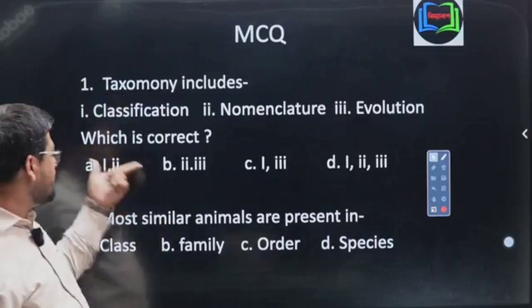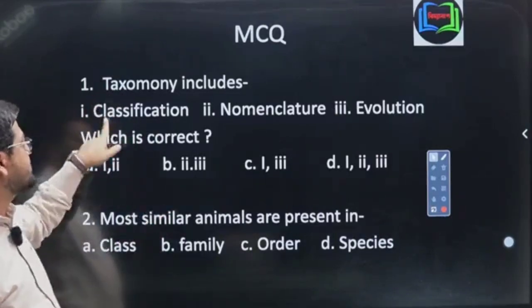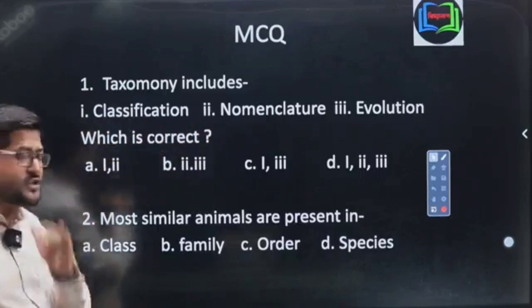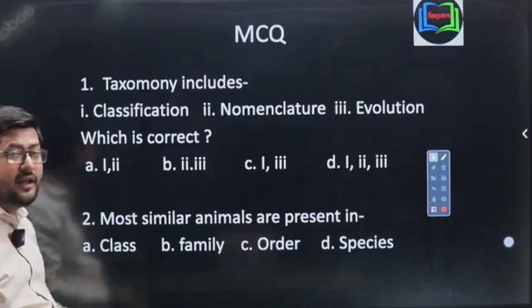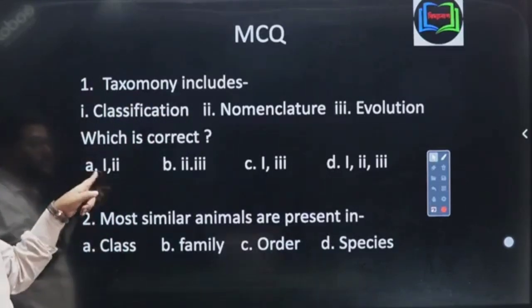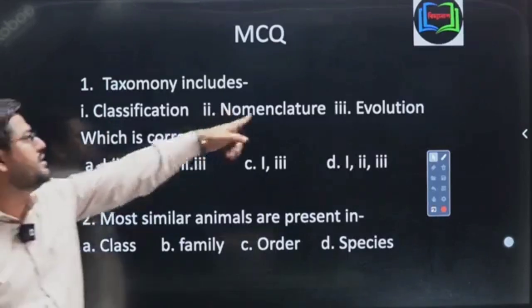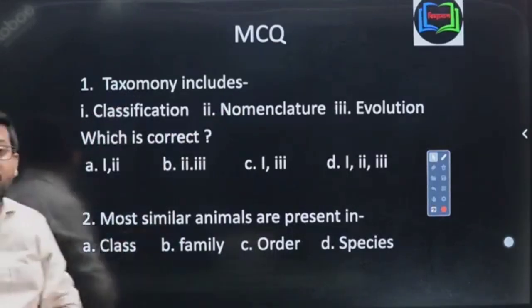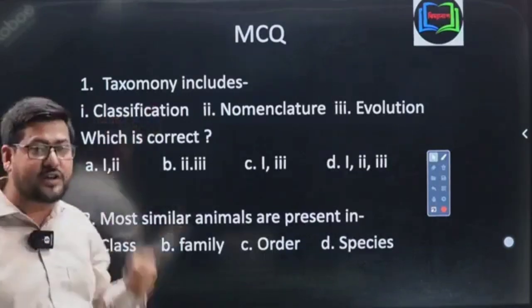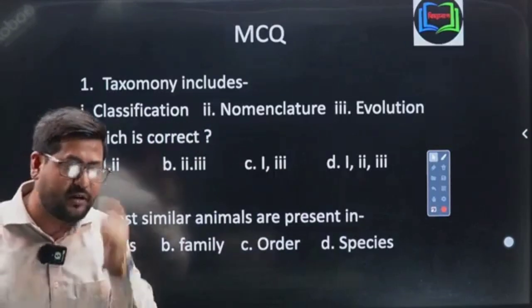Okay, so which is the correct answer? The correct answer will be the first one and the second one. So you have to search where the first and second things are present. So option A is considering 1 and 2. 1 means classification and 2 means nomenclature, and this is the right answer for the question on taxonomy. Okay, so taxonomy includes classification and nomenclature. You have to keep this in your mind.